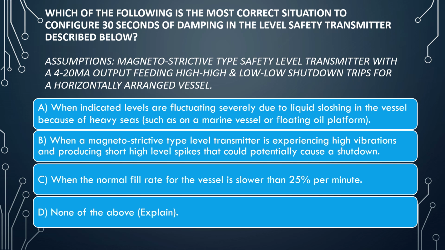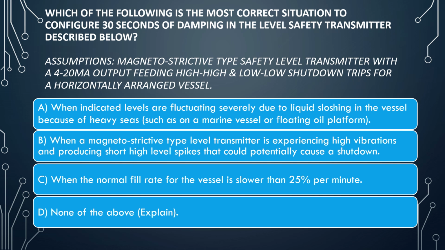Which of the following is the most correct situation to configure 30 seconds of damping in a level safety transmitter described below? The assumptions for this question are that it's a magnetostrictive type level transmitter. It's being used as a safety shutdown device. The transmitter has a 4 to 20 milliamp output, feeding a high trip and a low trip for a horizontal vessel on a floating marine platform, ship, whatever.